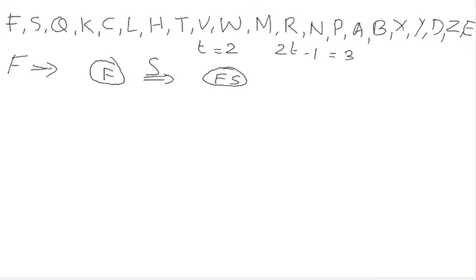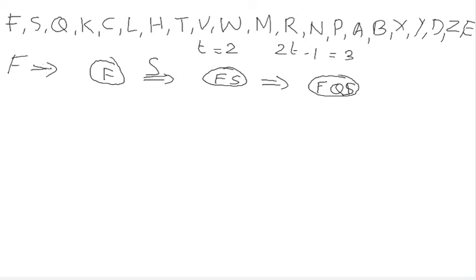So F is inserted, then S is inserted, then you have Q. That is again inserted in this node. So you have F, then Q followed by S. Okay, F, Q, S. Now your input is K.